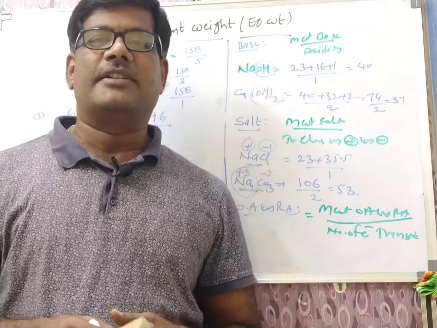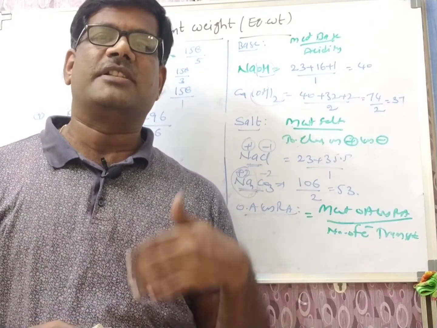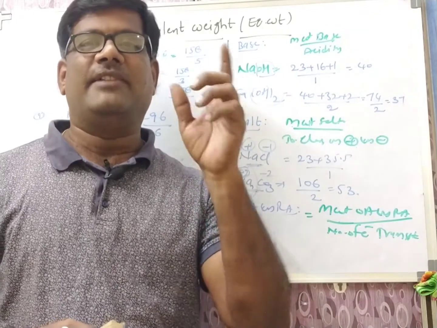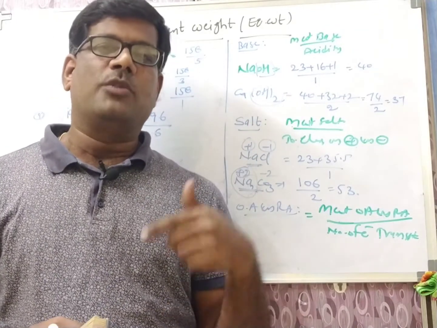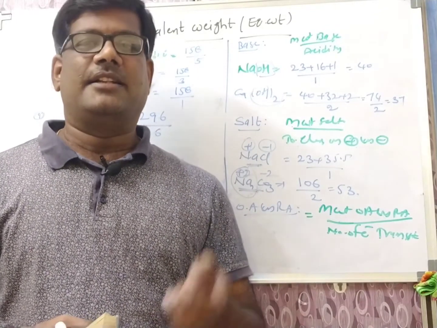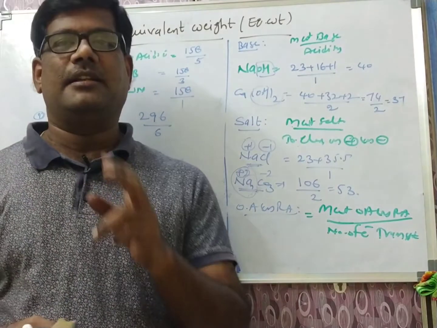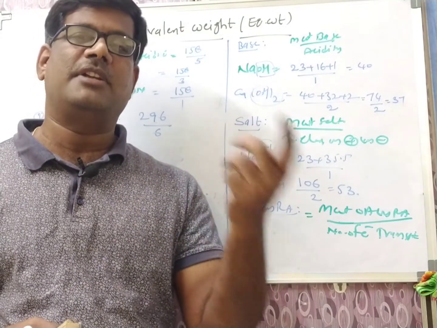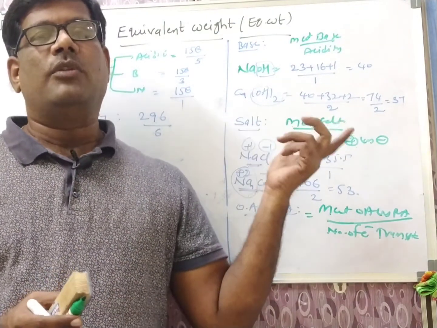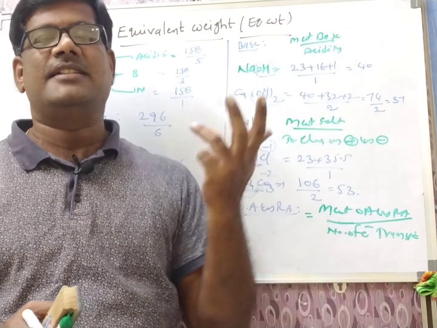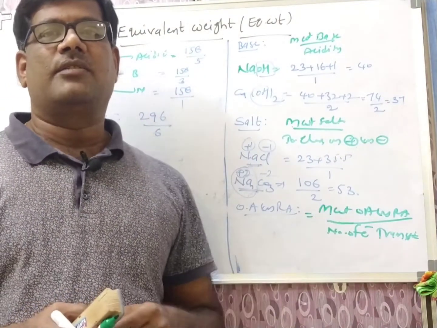Equivalent weight of different substances can be calculated by different methods. The formula for atoms: atomic weight by valency. For acid: molecular weight of the acid by basicity. What is basicity? Number of replaceable hydrogen ions. For the base: molecular weight of the base by acidity. What is acidity? Number of replaceable hydroxyl groups.